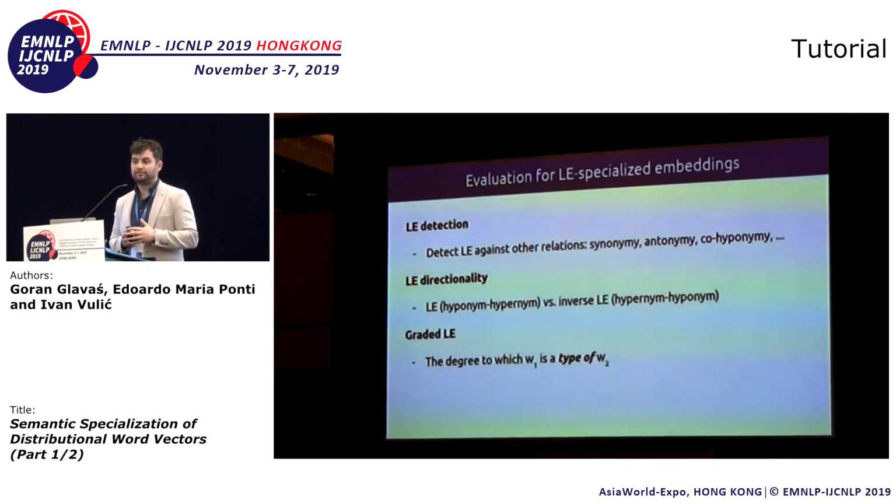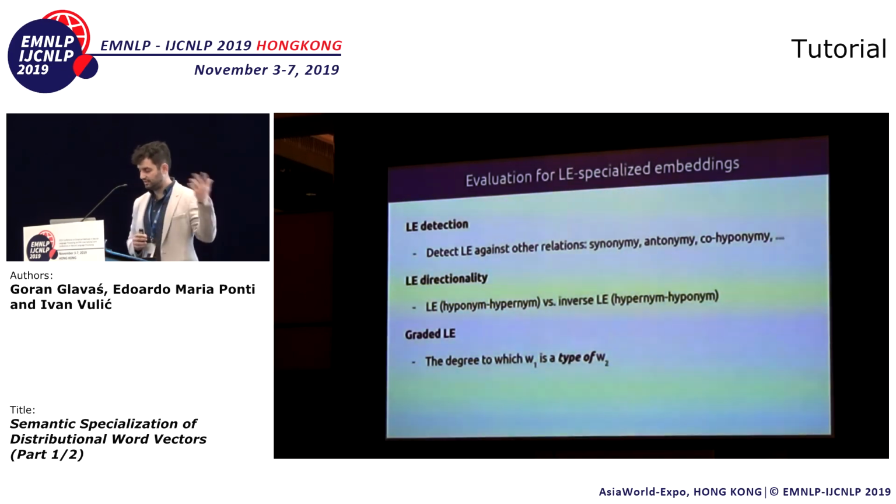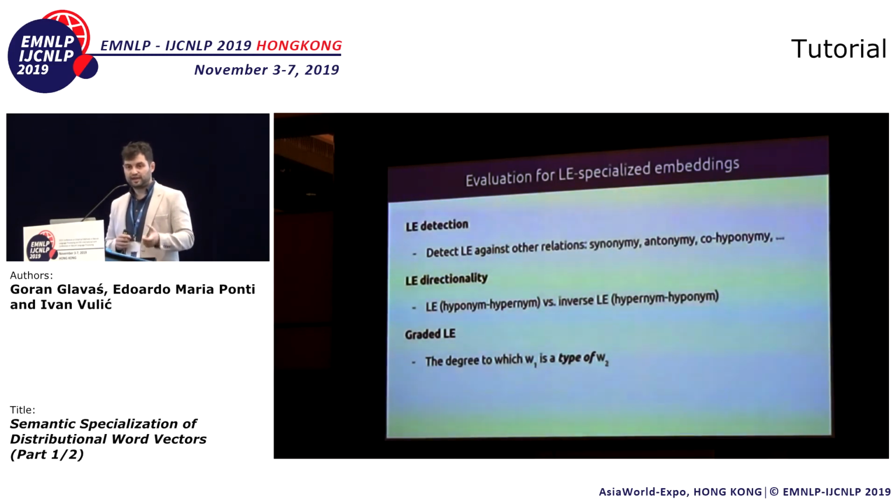The question is now, how do we evaluate and what are the resources, and how do we see how well we tune these vectors for this asymmetric relation? Typically you have 3 different tasks in which you're trying to see whether you can predict well from your vectors. The first is the detection: given 2 words, you need to predict whether they hold in lexical entailment relations versus other relations that you have in your data set, like synonymy, antonymy, co-hyponymy, meronymy, and so on. The directionality task is about saying, okay, I give you the pair of words, you predicted that they are in the lexical entailment relation, but now you need to predict the direction as well, which one of them is hyponym and which one is hypernym.